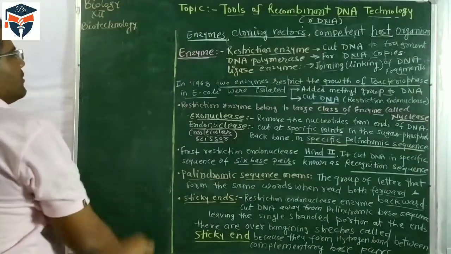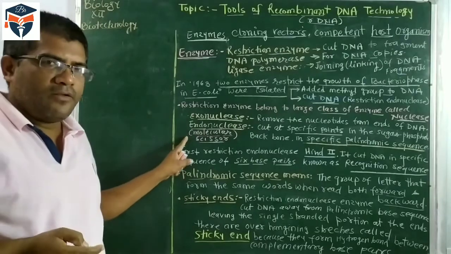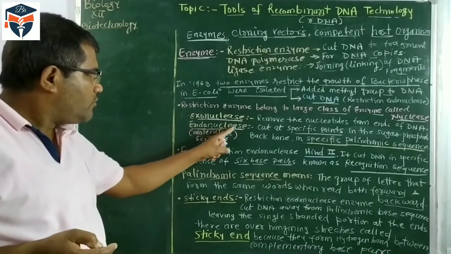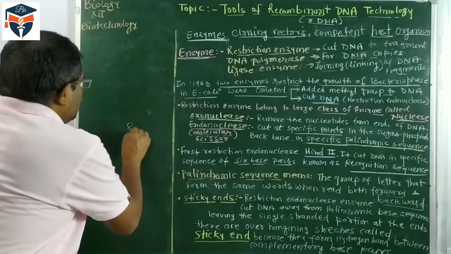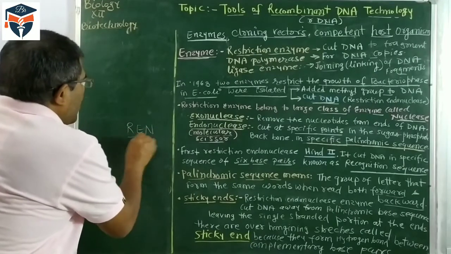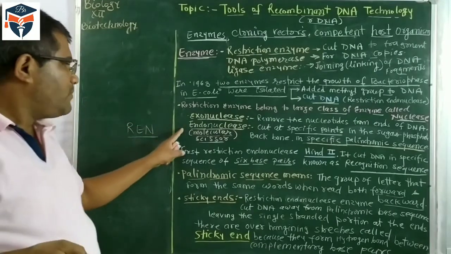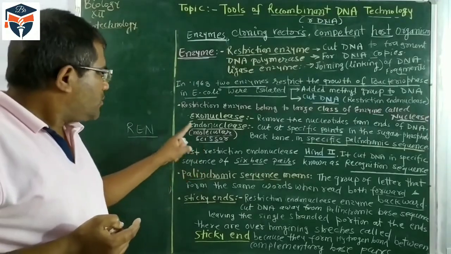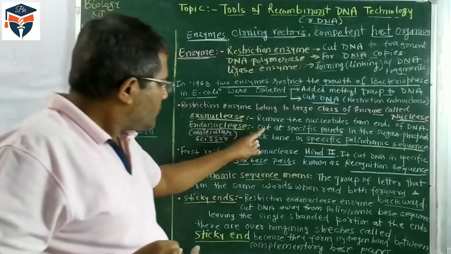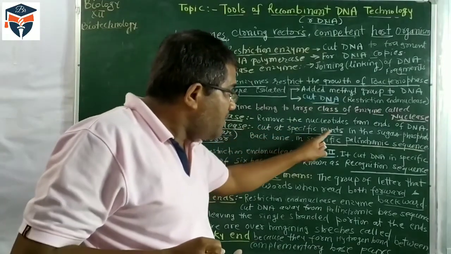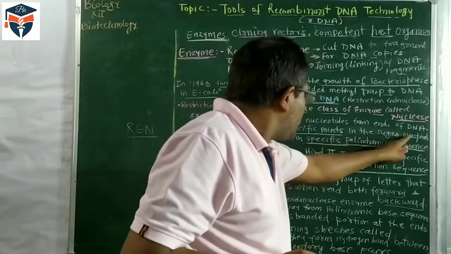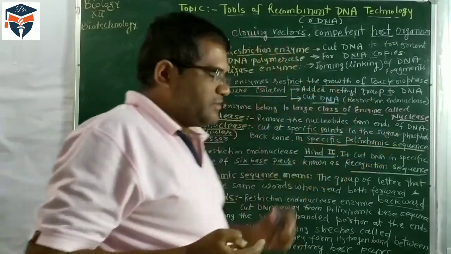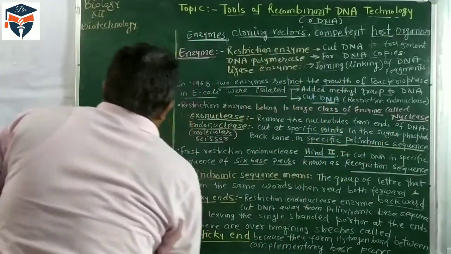The second enzyme is called restriction endonuclease enzyme, REN, and it is also called the molecular scissors. It's very important. Why is it called the molecular scissors? Because this endonuclease enzyme cuts at a specific point in the sugar phosphate backbone in a specific palindromic sequence. This term is very important.